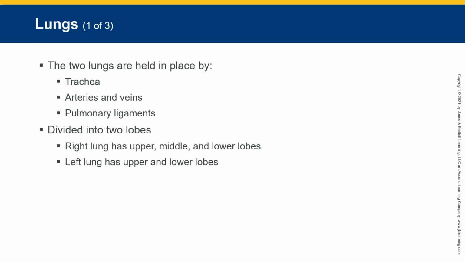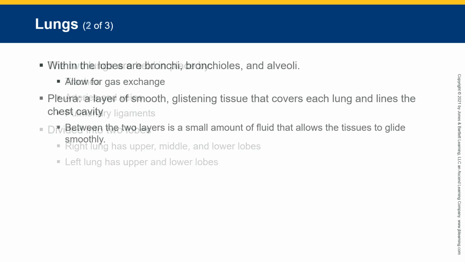There are two lungs in the body, held in place by the trachea, the windpipe, the arteries and veins, and the pulmonary ligaments around them. It's divided into two lobes, a right lobe and a left lobe, and these are anatomically speaking on a human being. So you'd be looking at the right side as the right lung, left side as the left lung. The right lung has an upper, middle, and lower lobe, while the left lung only has two lobes, the upper and lower lobes. The reason for this is the apex of the heart pokes just a little bit into the left side, and there's not enough room for a third lobe of that left lung to originate. So we do not have a third lobe on the left.